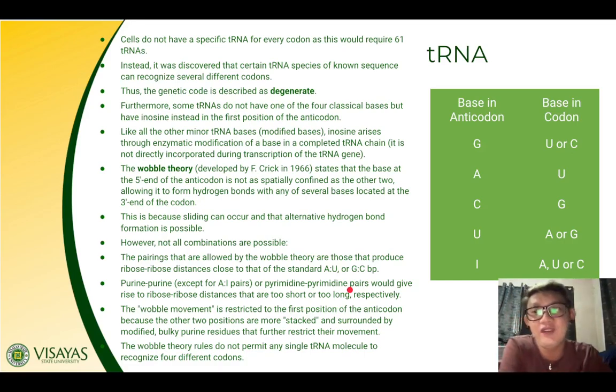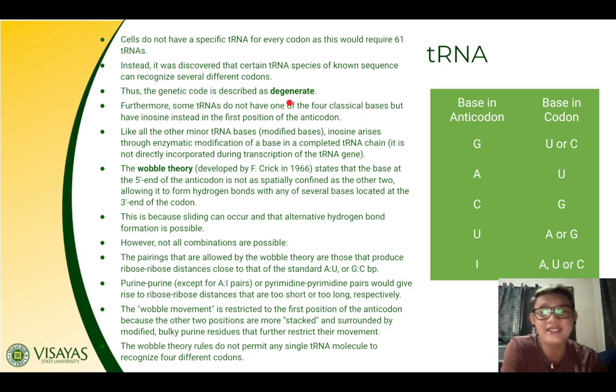Now, cells do not have a specific tRNA for every codon, as this would require 61 tRNAs, since every codon specifies a particular amino acid and there are 61 possible combinations in the four-base alphabet of the DNA. It would be impossible to have one tRNA for every codon. Instead, it was discovered that certain tRNA species of known sequence can recognize several different codons. Thus, the genetic code is described as degenerate.